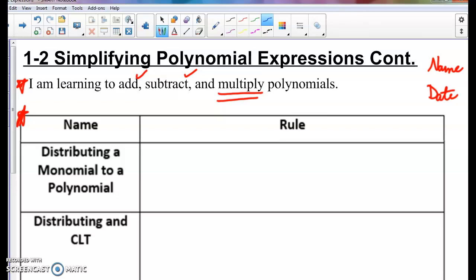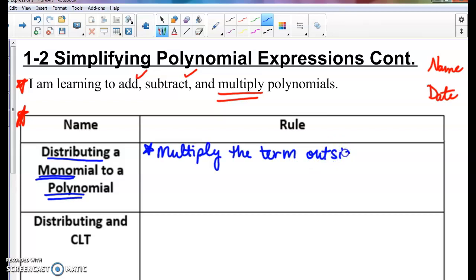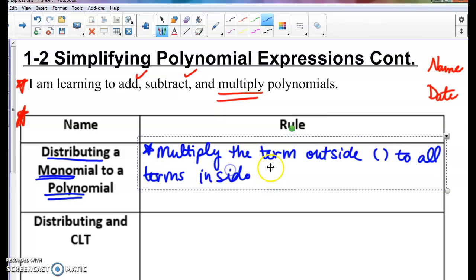So the first part we're going to be looking at is distributing a monomial. Mono means one, like to speak with a monotone means you speak with one tone, to a polynomial, which means more than one term. So the rule for this one is, because we are distributing, we multiply the term outside parentheses to all terms inside parentheses.